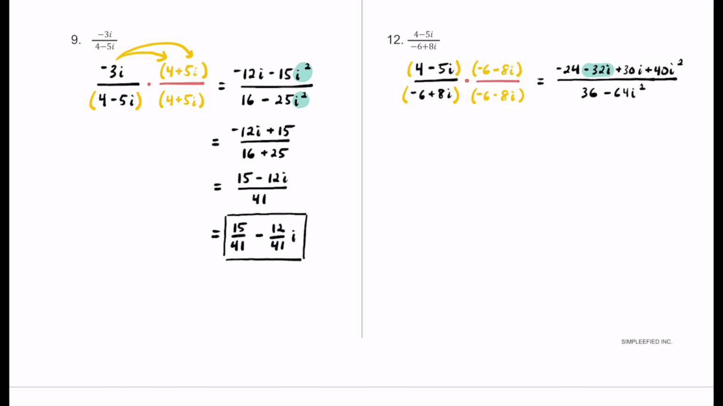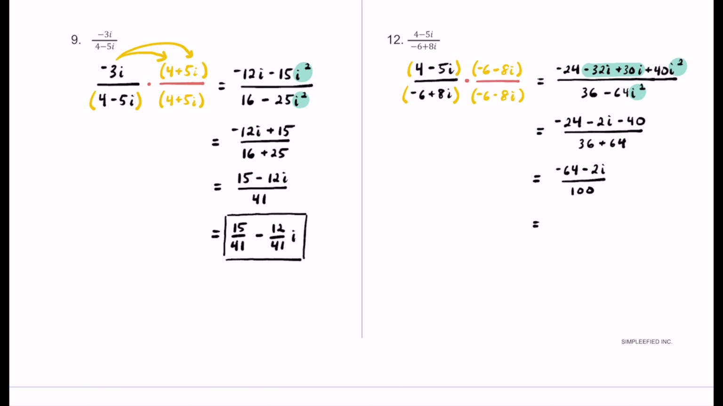On top, we're going to end up combining this negative 32i plus this 30i. We're going to take care of this i squared and i squared because they're both equal to negative 1. So on top, we have negative 24, and then negative 32i plus 30i is going to be negative 2i. And then 40 times negative 1 is going to be negative 40. On the bottom here, we have 36 first, and then instead of saying minus 64, let's go ahead and write plus 64. On top, we can combine those constants, so we have negative 24 minus 40, that's going to be negative 64 minus 2i, and on bottom, we're going to end up with 100.